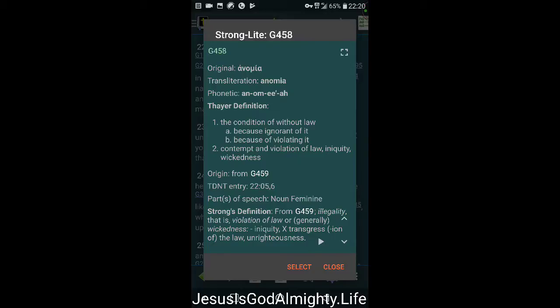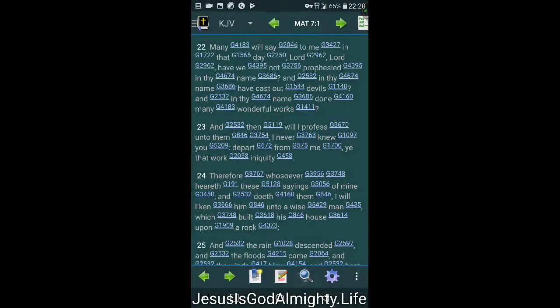Contempt and violation of law, iniquity, wickedness, lawlessness, pretty much. But if you actually see nomia, I think it's nomia in regards to the Greek. How do I actually find that word in regard? Oh, I can search maybe.